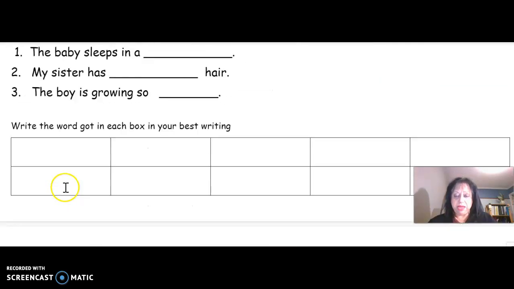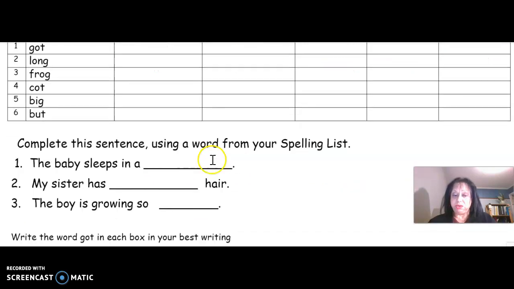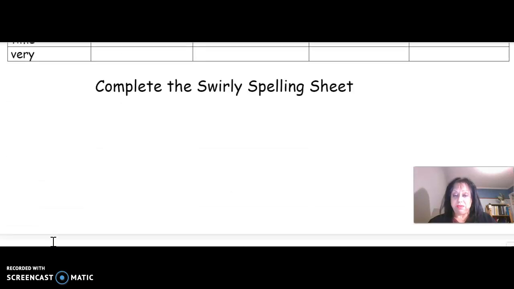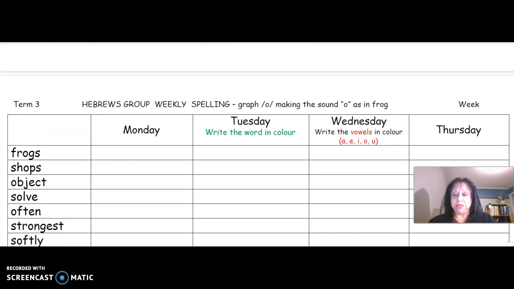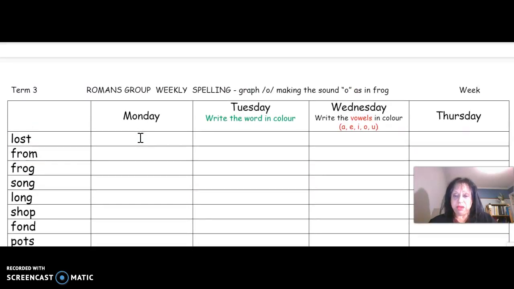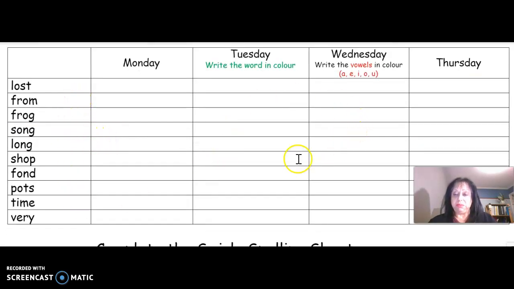Okay, and then it says write the word got in each box in your best writing. So you write got, got, got, got, got, and then you do another row. So it's up to you when you want to do that, but it has to be done by Friday. So that's Genesis. Now Romans and Hebrews, I've changed some things as you can see. You should know the routine by now, guys.